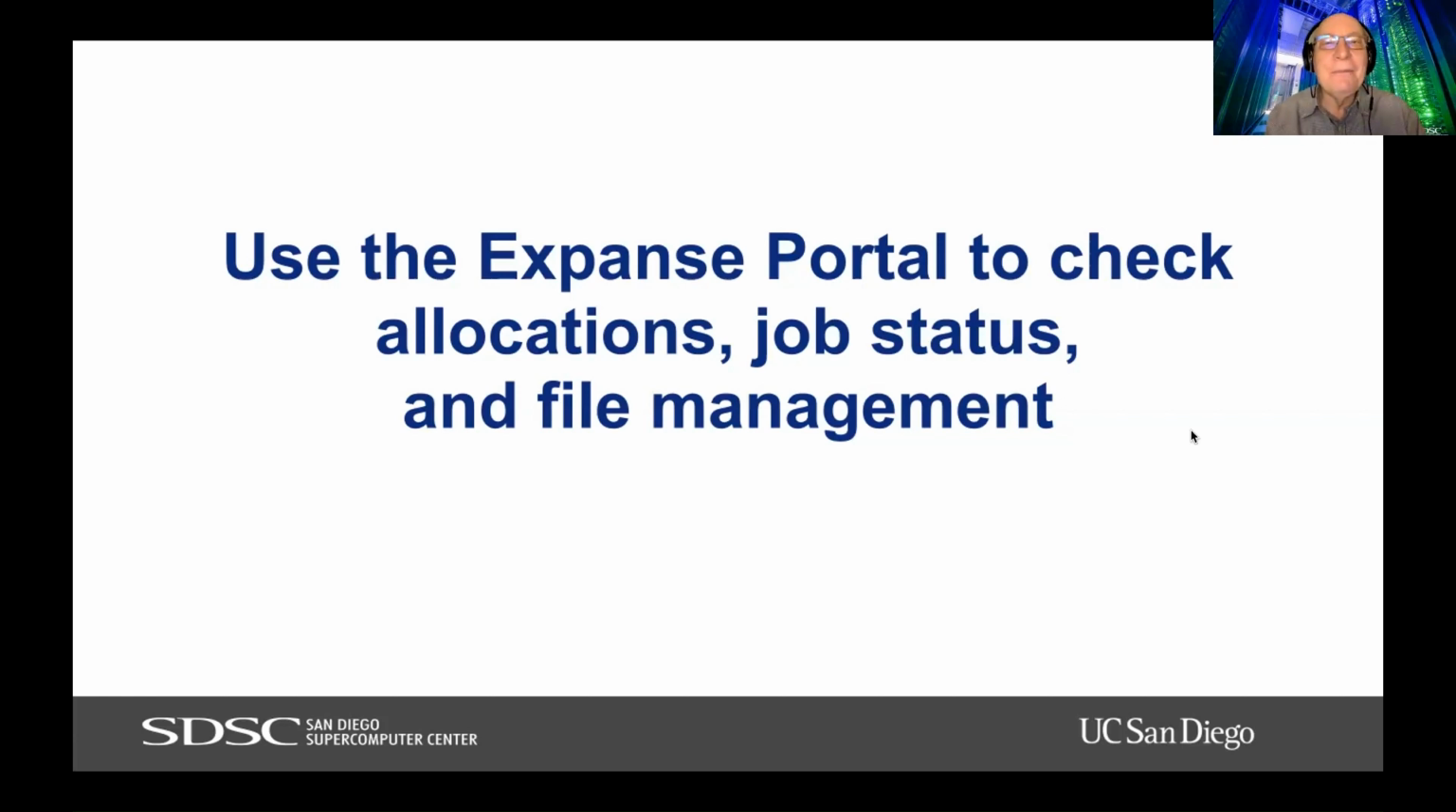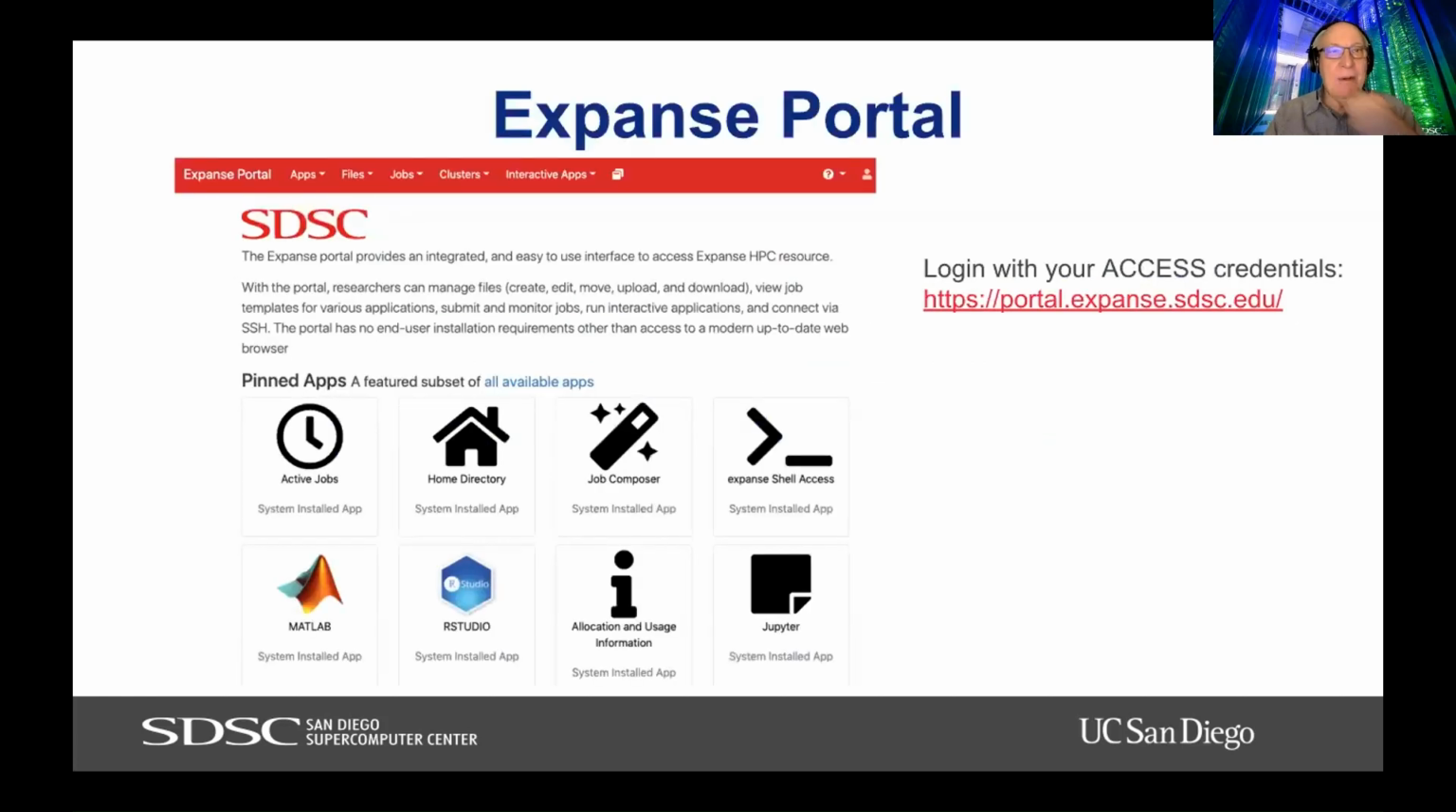All right, thanks, Marty. All right, so now I want to introduce the Expanse portal, which is a web application. You can check a number of things on Expanse. So the Expanse portal looks like that. It has various apps on it to check your job status, to look at your home directory, to open a shell, and so on. And to launch it, you can click on this URL. What you need for it is your access credential, and I will talk about at the end of my talk how to get an access account. So for now, stay with me.